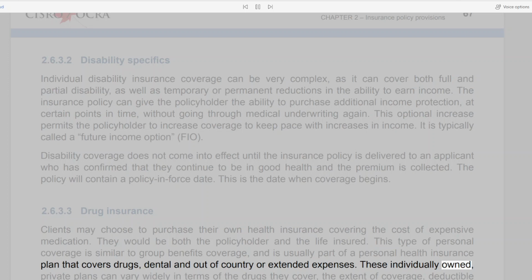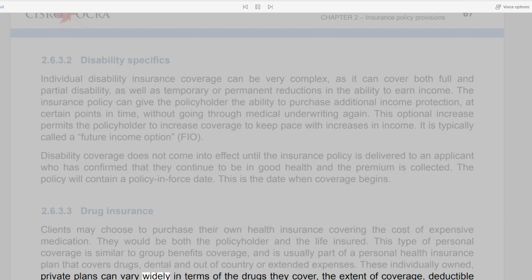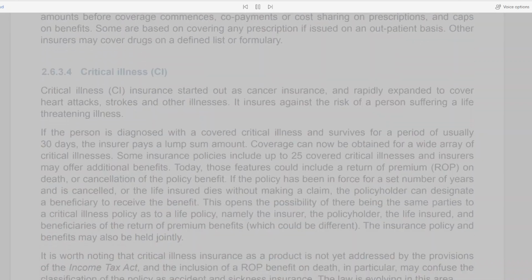These individually owned, private plans can vary widely in terms of the drugs they cover, the extent of coverage, deductible amounts before coverage commences, co-payments or cost sharing on prescriptions, and caps on benefits. Some are based on covering any prescription if issued on an outpatient basis. Other insurers may cover drugs on a defined list or formulary.